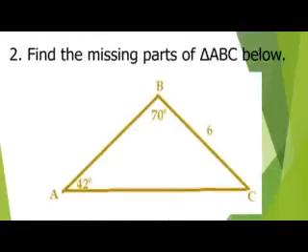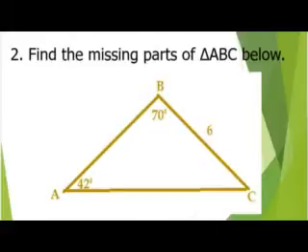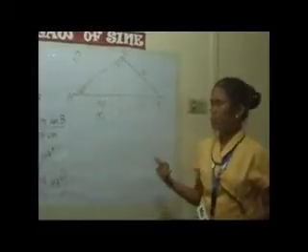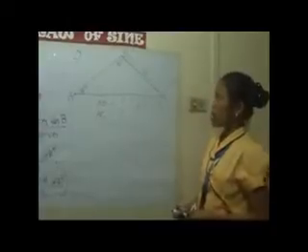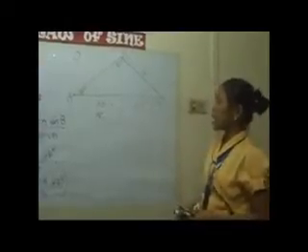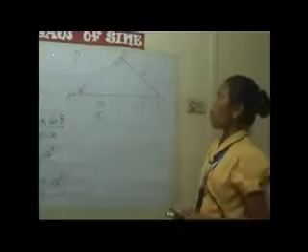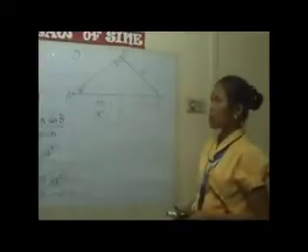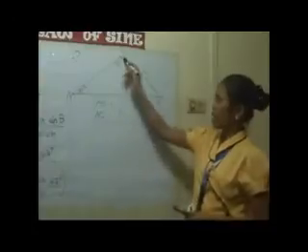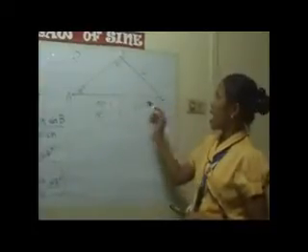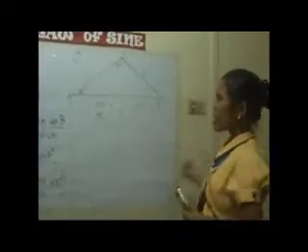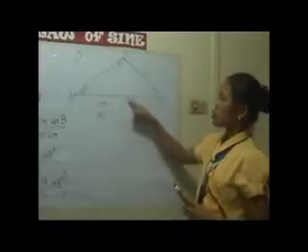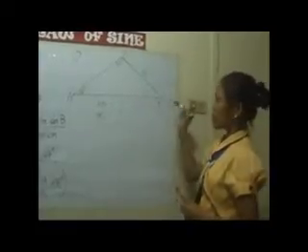Example number 2. Find the missing parts of triangle ABC below. Illustrative example number 2, given triangle ABC, angle A is 42 degrees, angle B is 70 degrees, and side BC is equal to 6. So, what is missing? The measurements of AB, AC, and angle C. So, in order for us to have easier access on how to find the two sides, we need to first find the measurement of angle C.